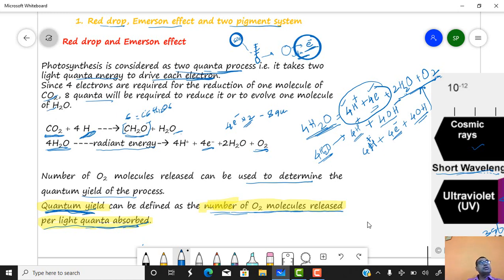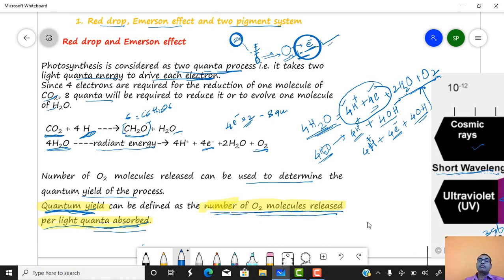Quantum yield is nothing but the number of oxygen molecules released per light quanta absorbed during the process of photosynthesis. As you know, the pigment molecules are present. These pigment molecules act as antennae and trap the solar energy in the form of quanta. After receiving the quanta or photon, the pigment molecules send that energy by means of resonance to the reaction center, and this reaction center, chlorophyll a, due to excitation, emits an electron.